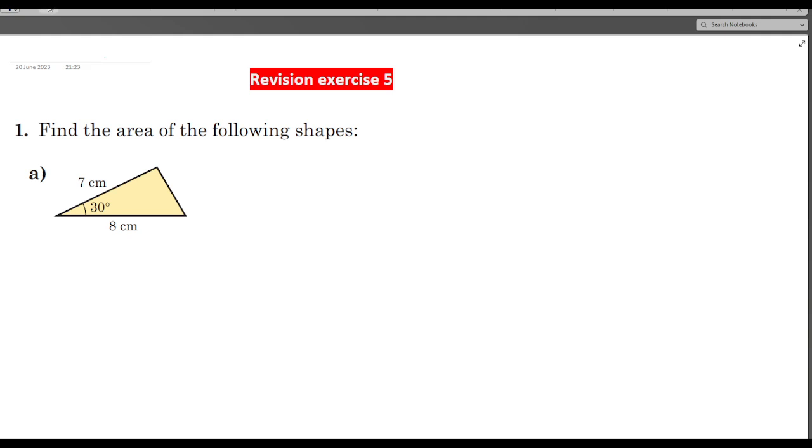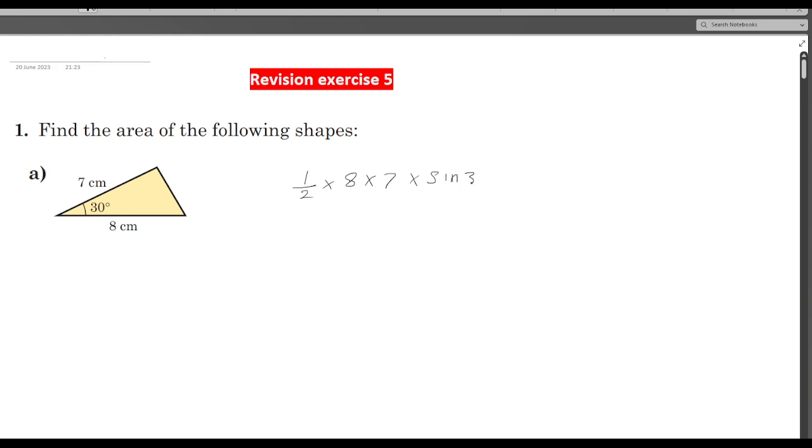Here we have the first question. Question is find the area of the following shape. Okay, now here a triangle is given. In case of a triangle, area we can find out by the formula half times base into height, or it is half times your two sides, that is 8 and 7 given here, into sine of the angle between them. So 1 by 2 times 8 into 7 into sine 30 degrees.